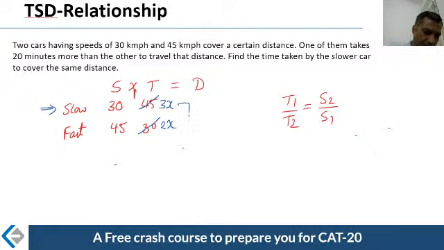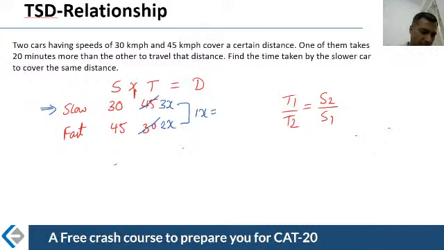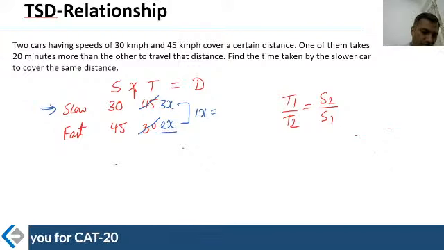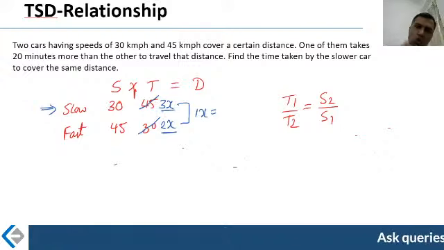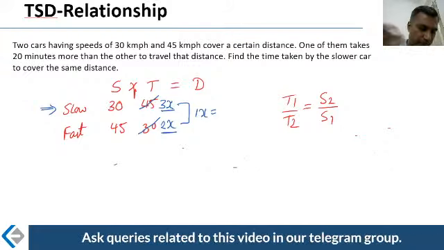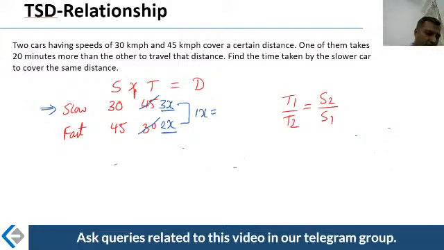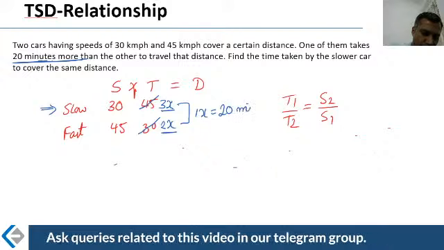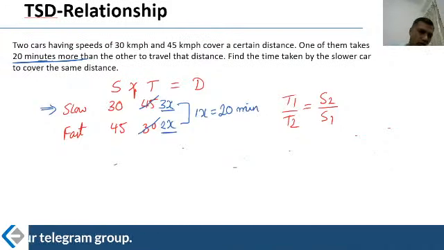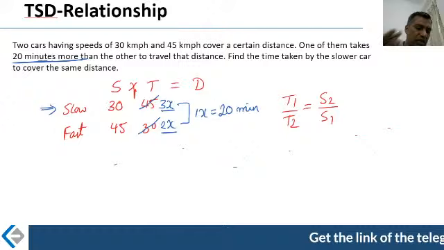What is the gap between them? The gap between them is 1x, nothing but x. In the sense, the slower car is taking 1x more time. The faster car is taking 2x time, the slower car is 3x time. The slower car is taking 1x more time when compared with the faster car. Now, that is what the author said, equal to 20 minutes. It takes 20 minutes more, meaning 1x is equal to 20 minutes. That's what the author is trying to say. Therefore, what is the time taken by the slower car?